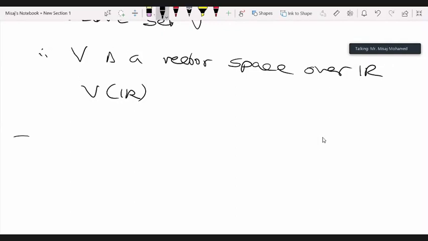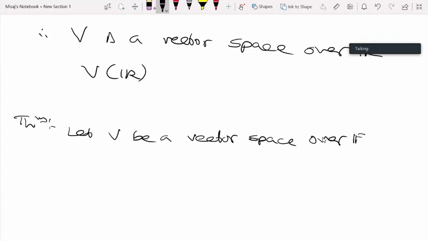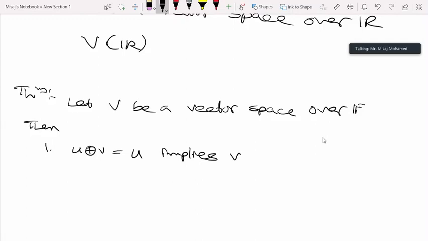Right, there is a nice theorem. So, small theorem. Let V be a vector space over F. Then u plus v is equal to u implies v is equal to the zero vector, for every u, v in V. Given that V is a vector space. Is it clear?